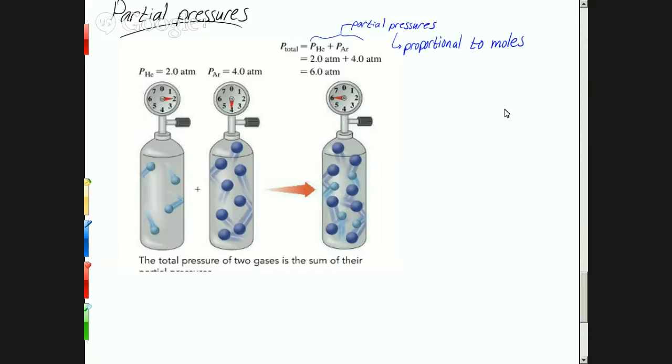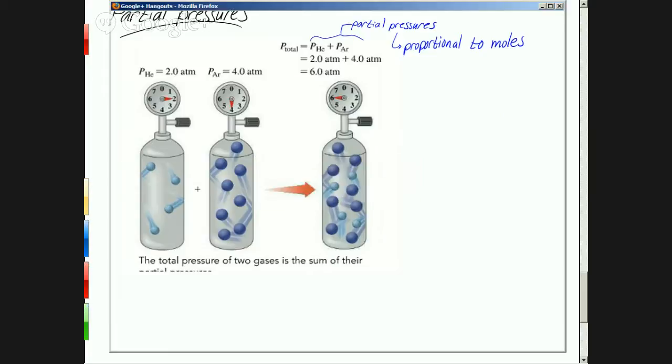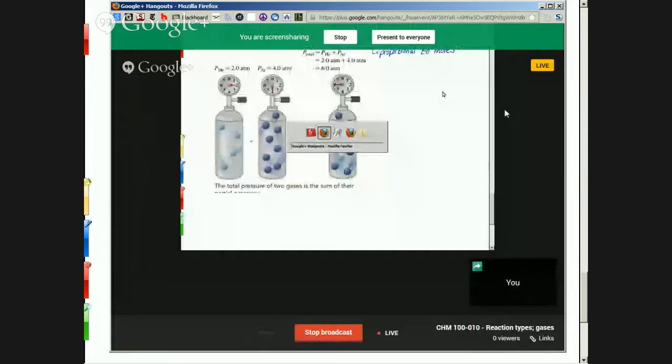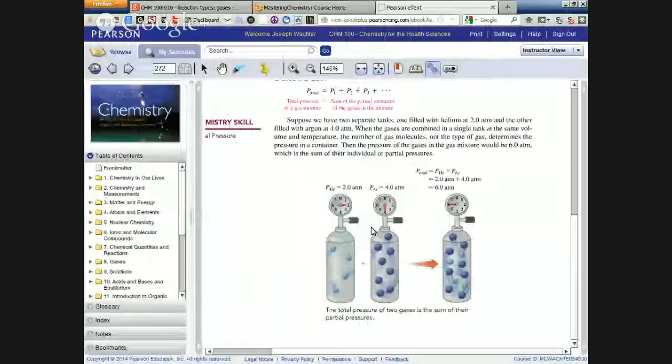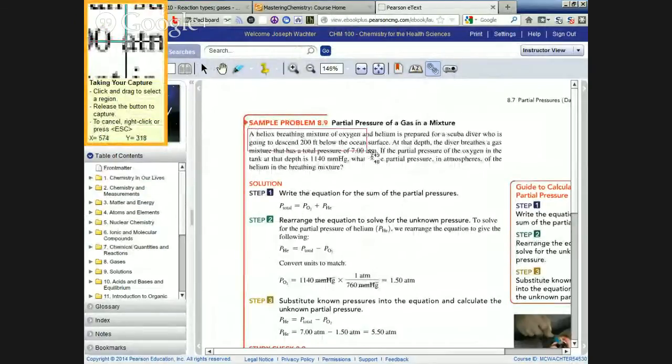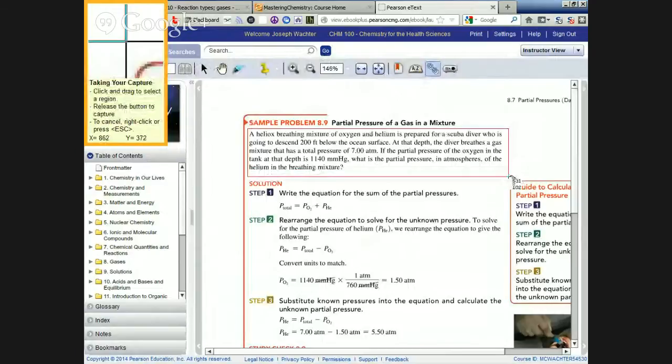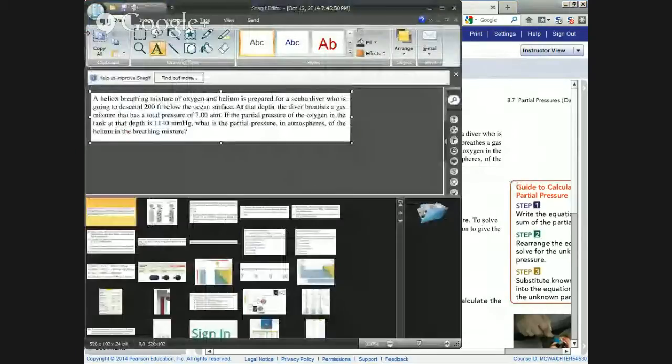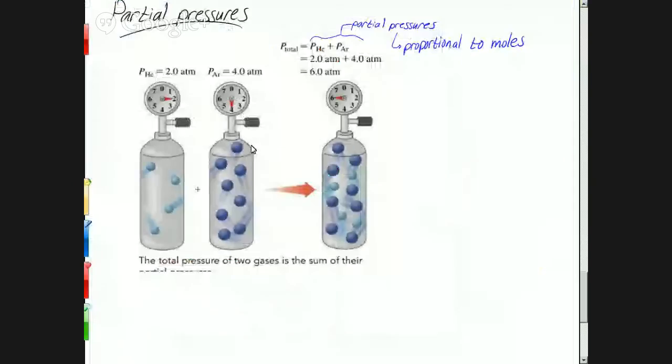So here's an example from the book of how you might calculate a problem, of a problem that you might be able to calculate based on partial pressures. And we'll do some conversions here too, so we can practice that.